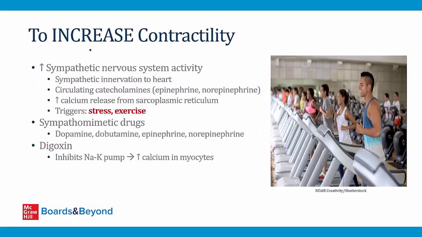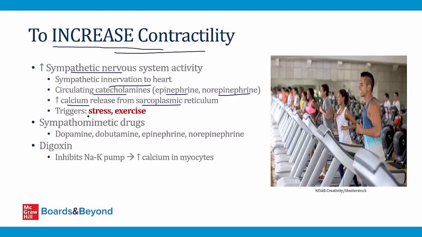So the main way that we increase contractility in the human body is through the sympathetic nervous system. It has innervation to the heart, like I mentioned on the last slide. It can also drive the adrenal glands to produce circulating catecholamines like epinephrine and norepinephrine. And all of these things will increase the contractility of the left ventricle. What they do is they act on myocytes to increase calcium release from sarcoplasmic reticulum. I talk about this in other videos.